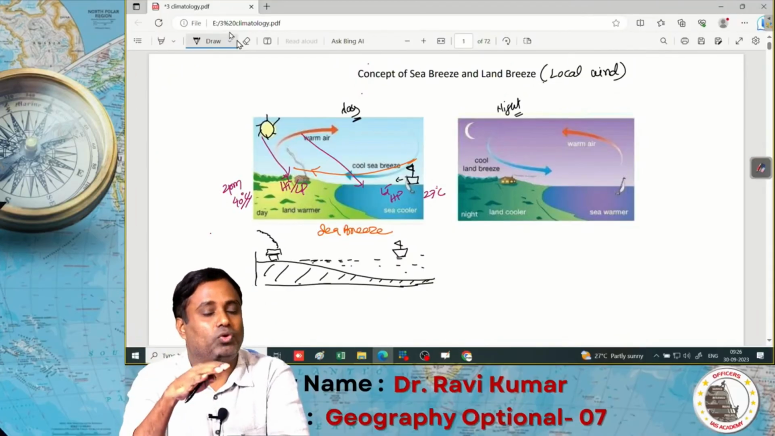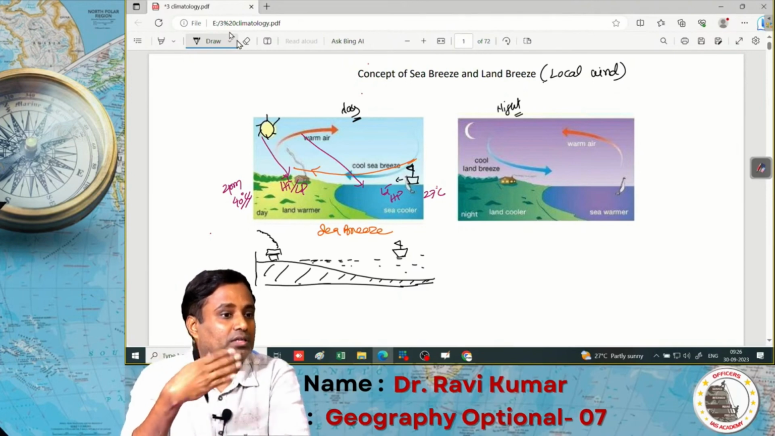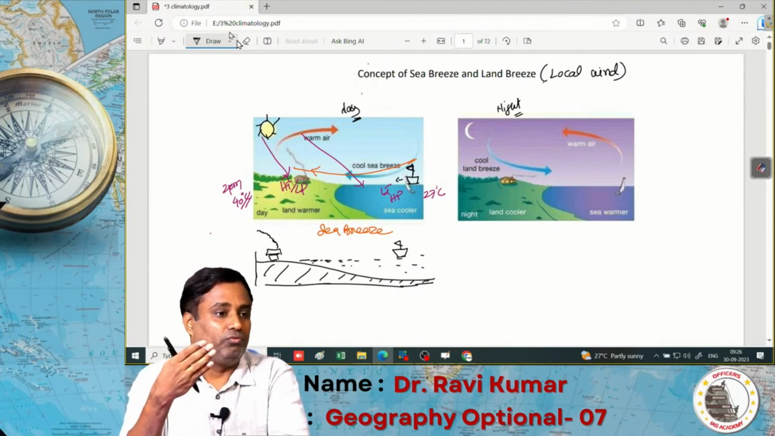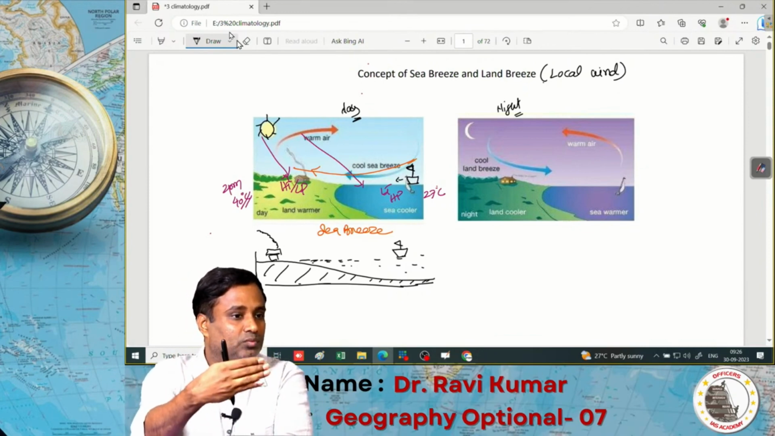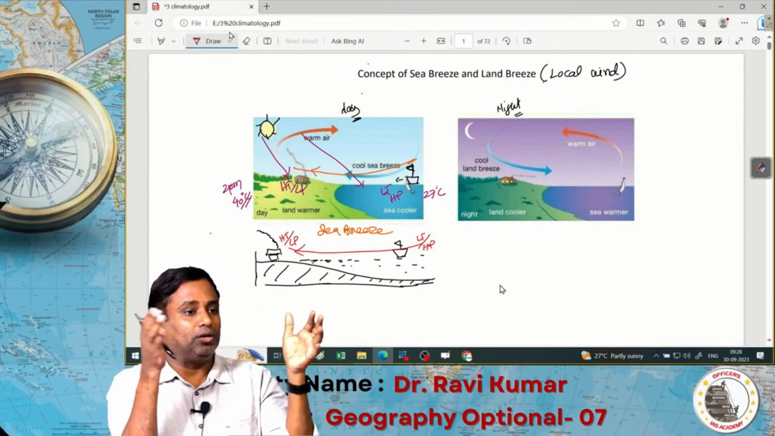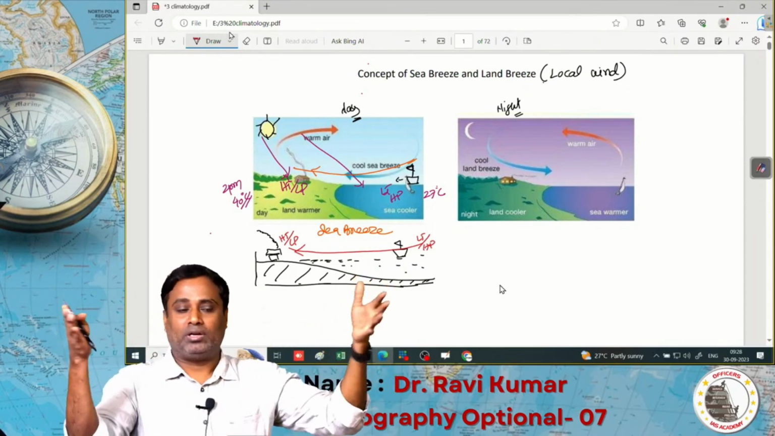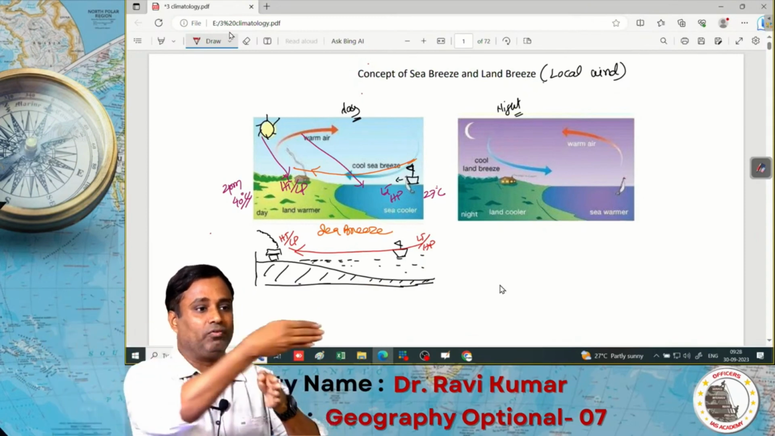Now sea breeze and land breeze flow only between land and sea because the temperature difference is in the same direction. Temperature difference influences pressure difference. Pressure difference influences the movement of the wind system. We already studied isobars: wind always moves perpendicular to the isobar. So with low pressure and high pressure, the isobars will be like this. Wind will flow in the opposite direction.